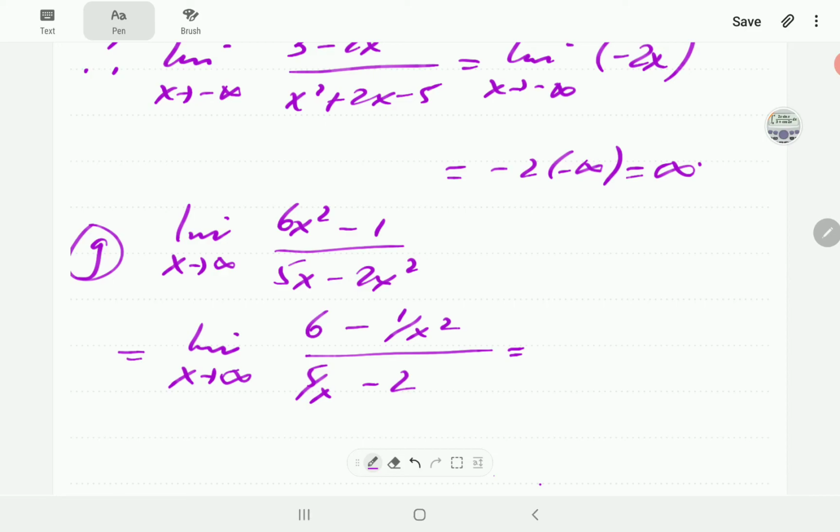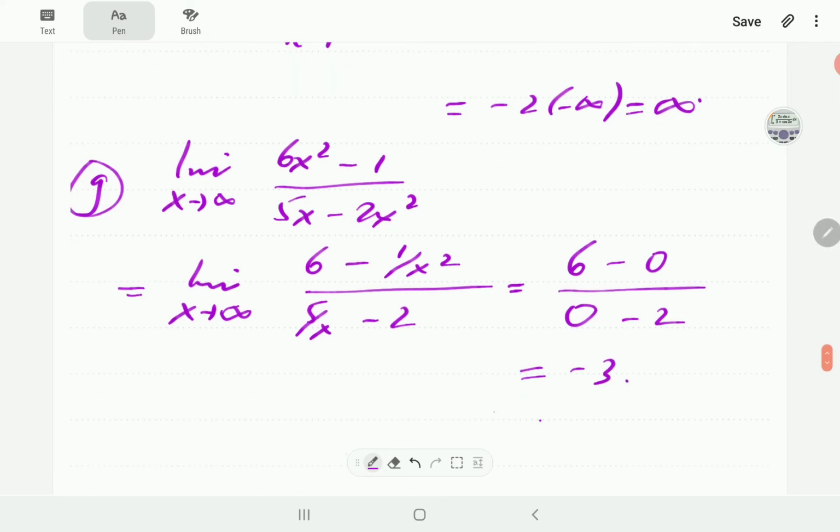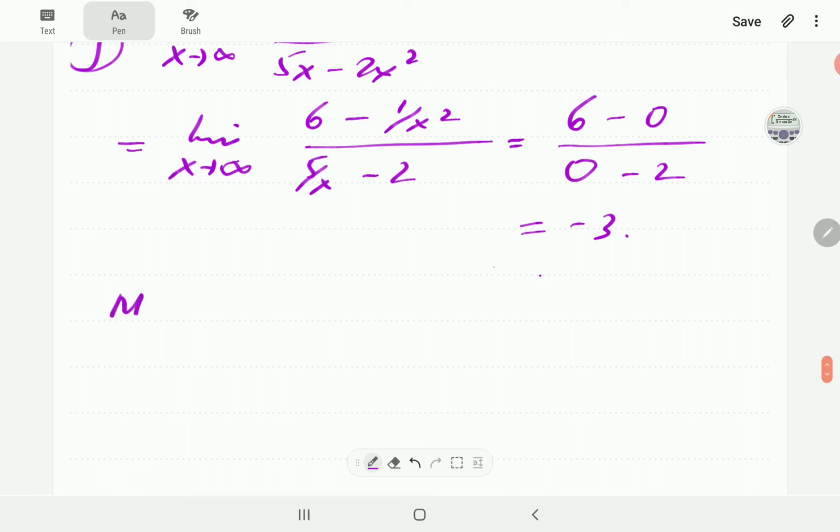And as x goes to infinity, 6 remains 6. 1 over x squared goes to 0. 5 over x goes to 0. Minus 2 remains minus 2. 6 over negative 2 is negative 3.